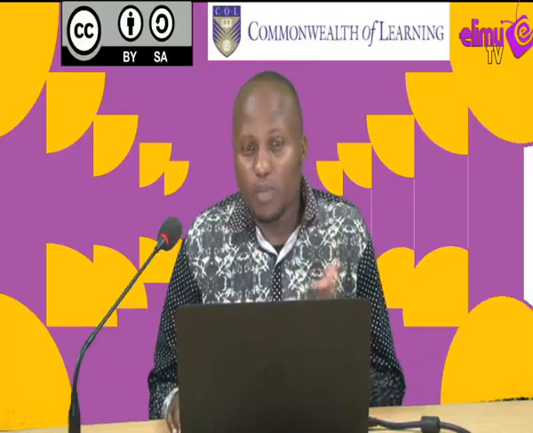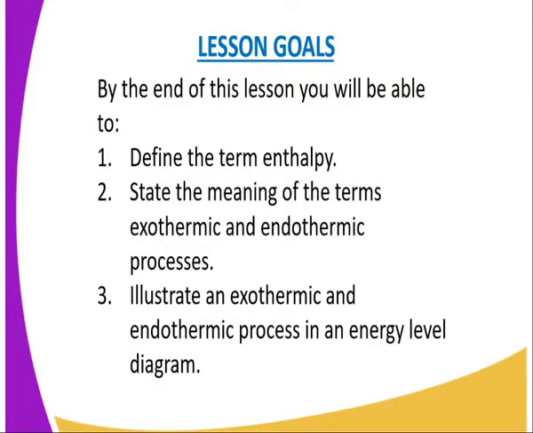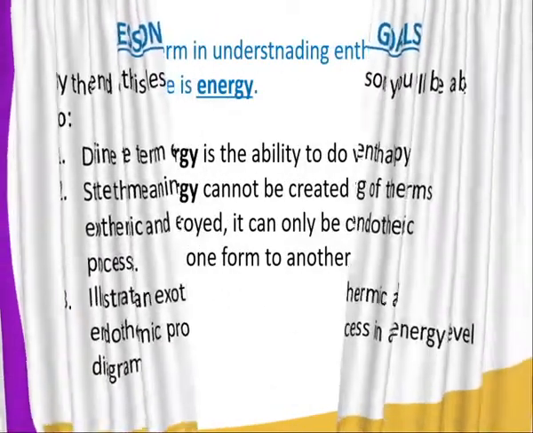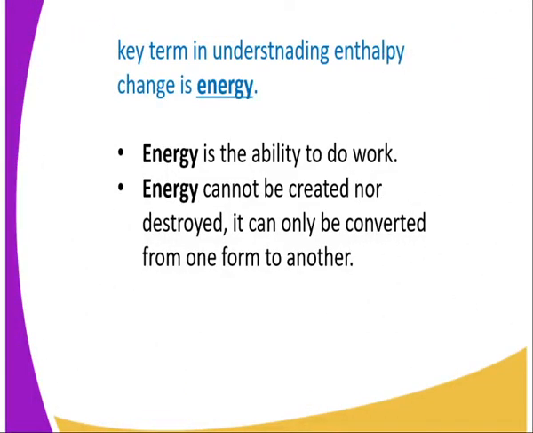By the end of this lesson, you'll be able to define the term enthalpy, state the meaning of the terms exothermic and endothermic change, and illustrate these changes in what we refer to as an energy level diagram. For you to capture this concept, we need first to understand the term energy. It is the ability to do work. In addition to that, we should know that it cannot be created nor destroyed. It can only be converted from one form to another.